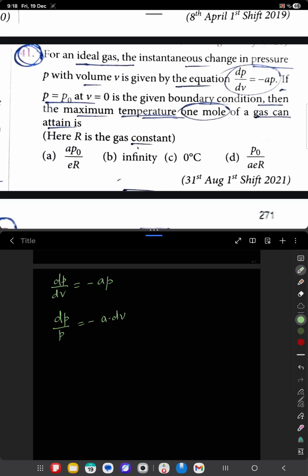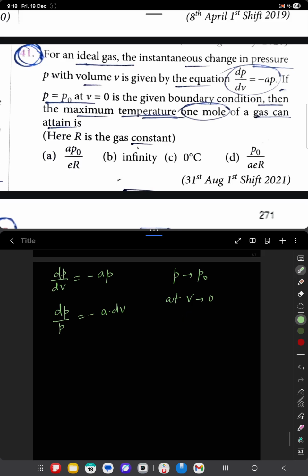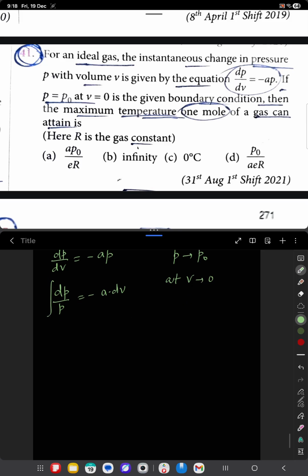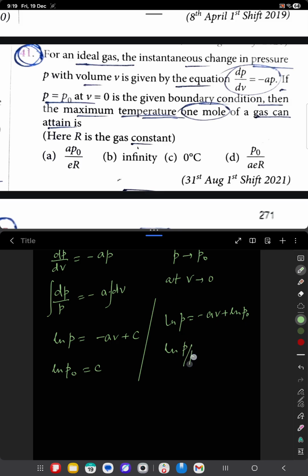The boundary condition is given as P is equal to P naught at V equals 0. So let's integrate this one. You get ln P is equal to minus AV plus some constant. So just put the boundary condition. In place of V, just put 0. So ln P naught will be equal to C. Now rewrite the equation. ln P equal to minus AV plus ln P naught. It becomes ln P by P naught equal to minus AV.